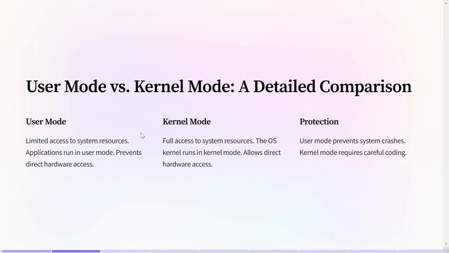Now, implications of mode switching in the OS. Every system call requires switching between user mode and kernel mode. Performance overhead: this mode switching adds a small delay. Security: kernel mode is protected to prevent malware from damaging the system.